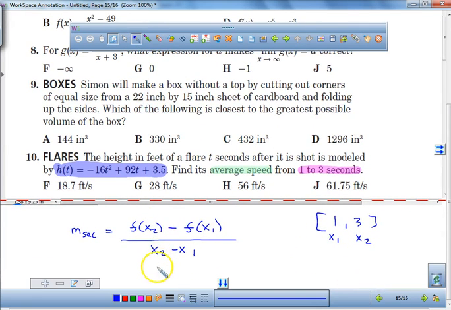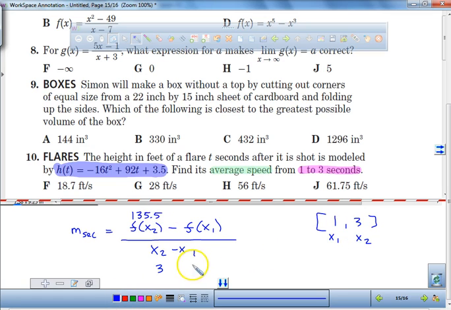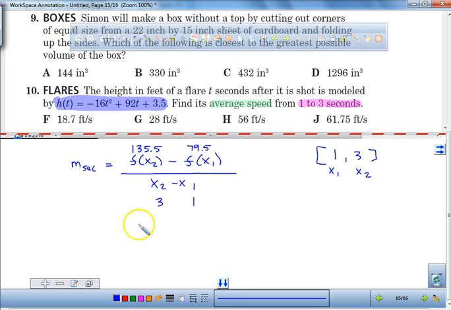When x was a 3, what was f of x2? That was 135.5. When x was a 1, what was the first one? 79.5? Is that correct? All right. So here's what we're going to do. You're going to take 135.5, which is f of x2. You're going to take away 79.5, which is f of x1. And you're going to divide that by 3 minus 1, which is 2.